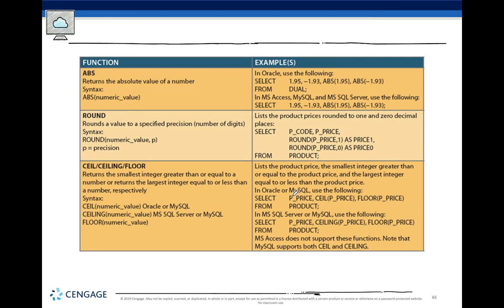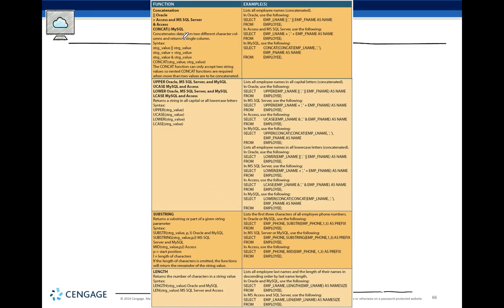All right, here's the next table, and here we have some math functions like absolute value, rounding of numbers, ceiling and floor, and so on. The next table lists some string functions. So here we have some concatenation. And keep in mind that these functions might differ from DBMS to DBMS. So Oracle might implement these slightly differently than MySQL or SQL Server, right?